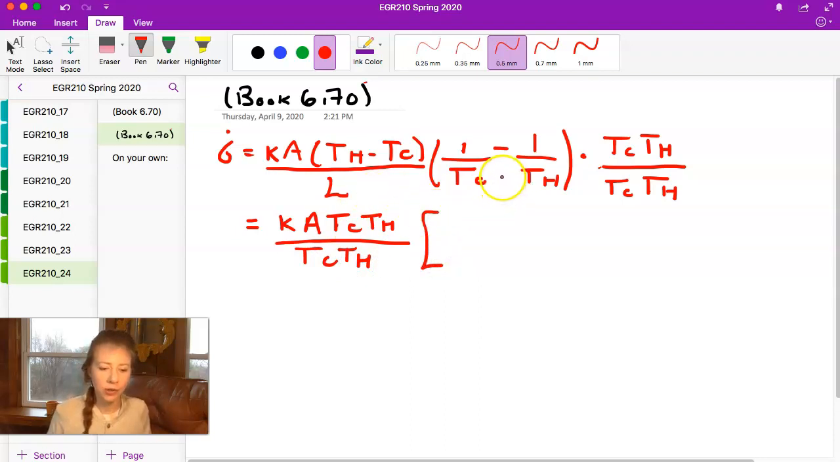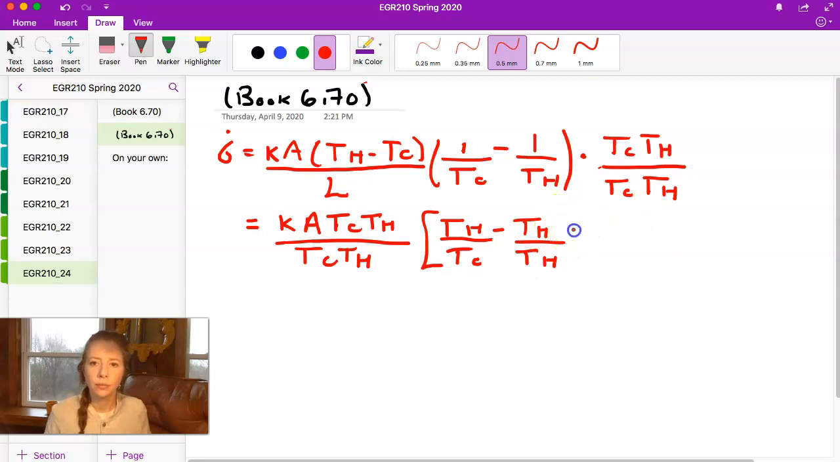Okay, and then if I distribute this through, we have TH over TC minus TH over TH minus TC over TC plus TC over TH. Okay, so I just have the TH minus TC inside here as well included.